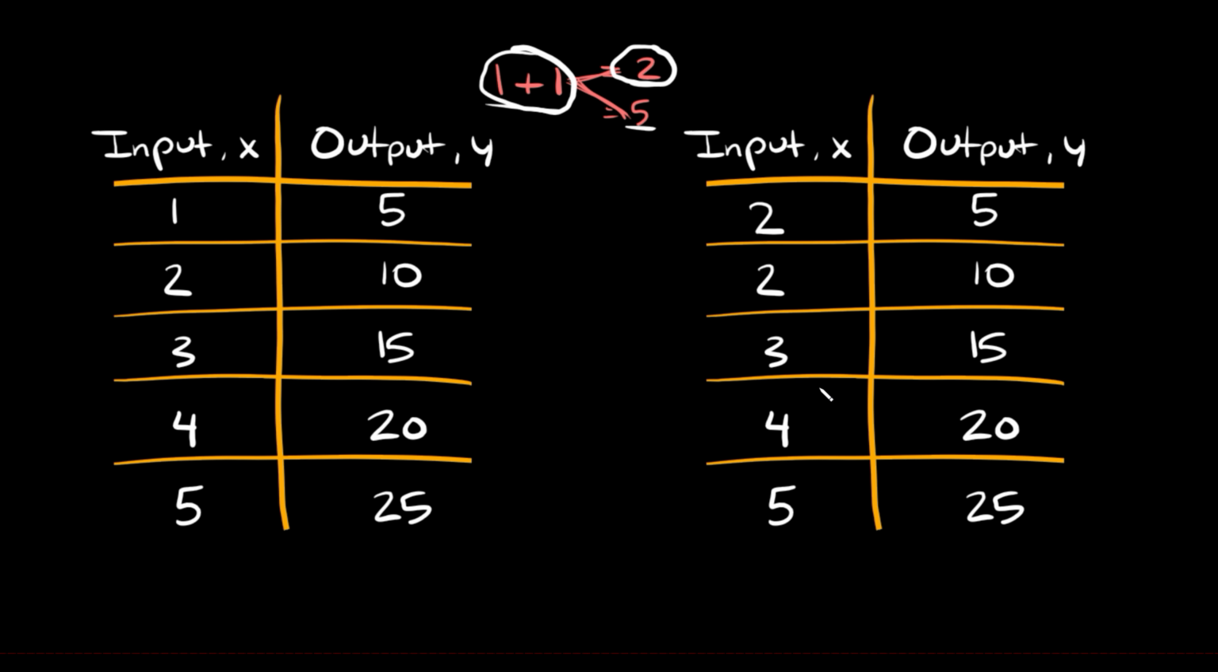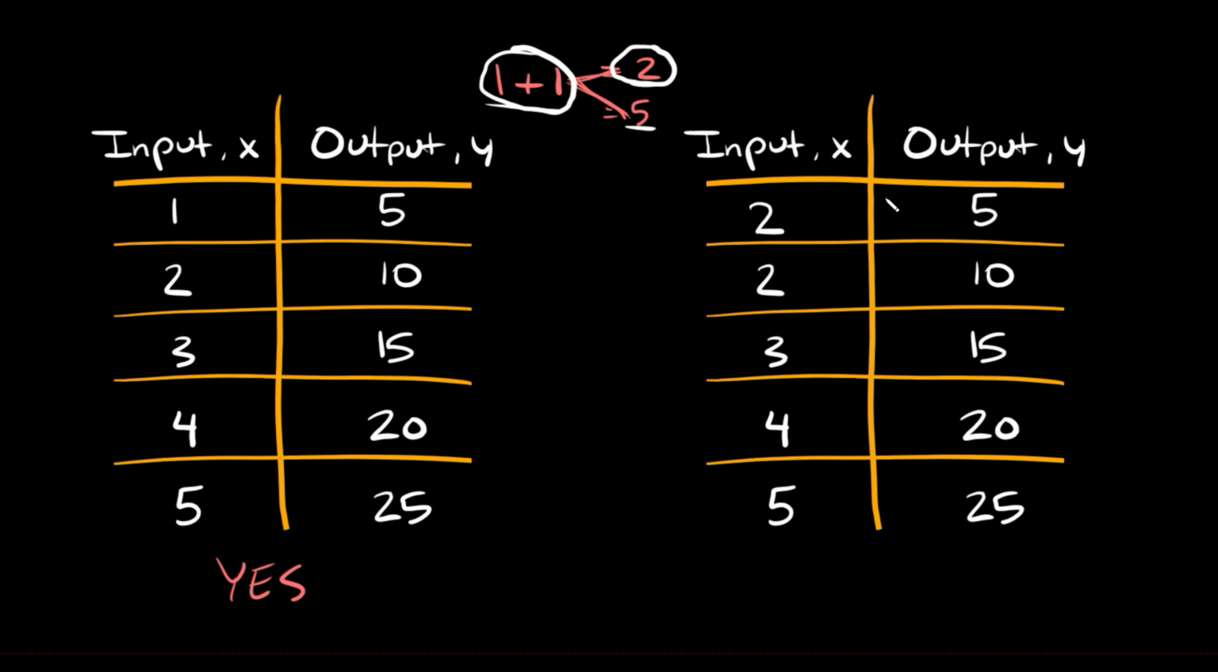So let's look at these two tables right here and see if they represent y as a function of x, or the output as a function of the input. Here we have a bunch of different inputs, 1, 2, 3, 4, 5, and they all have different outputs, 5, 10, 15, 20, 25. Since each input is matched up with a different output, we can say yes, this table does represent y as a function of x.